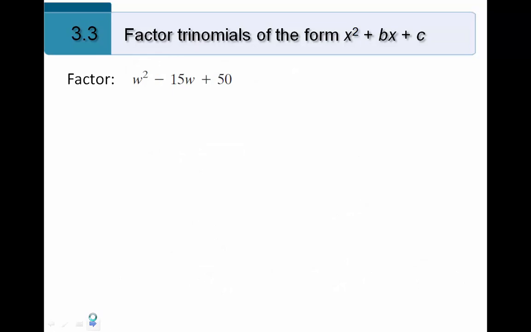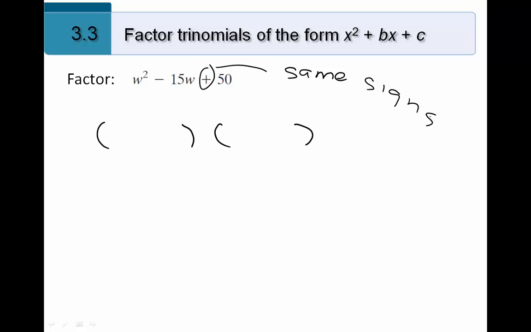W squared minus 15w plus 50. This is positive, so my signs will be the same. Down here, same signs. My F, L, O, I. My inner and my outer add up to negative 15w. So I have w multiplied by w is w squared.